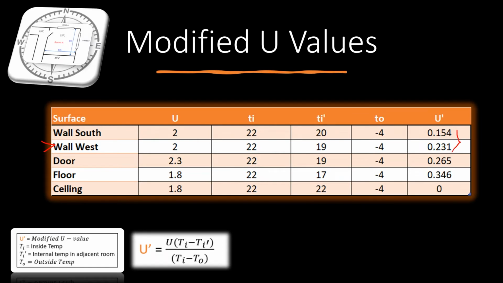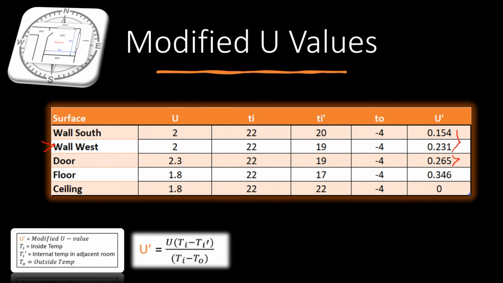For the door, we've got the same internal and adjacent temperatures and outside temperatures as the west wall, but a slightly higher initial U value, so again slightly higher modified U value to factor in the slightly higher heat transfer. Again, makes perfect sense. Through the floor, 1.8 initial U value, TI of 22, TI in the room below is 17, minus 4 the T outside. So there we go, we've got quite a big 0.346 there.